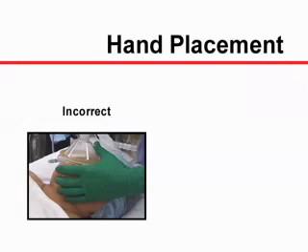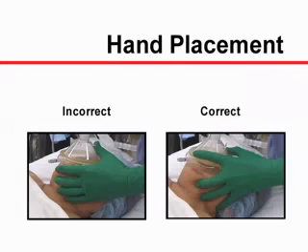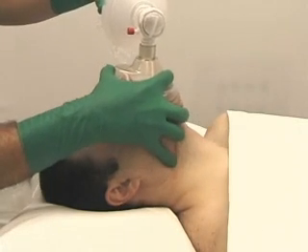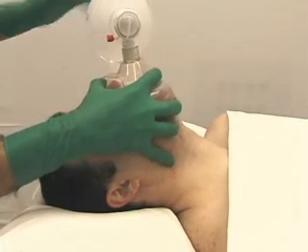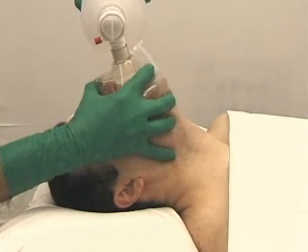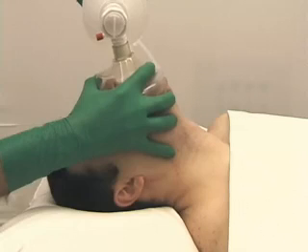It is important to minimize the pressure applied to the submandibular soft tissues, as this may further obstruct the airway by pushing the tongue against the palate. Maintaining an adequate seal while extending the head, thrusting the jaw forward, and squeezing the bag with the other hand may require considerable manual strength and coordination.